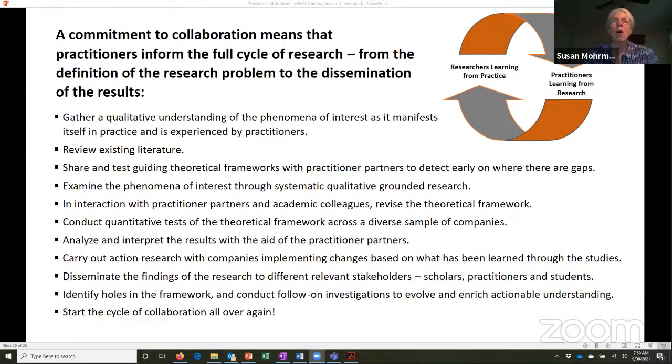And then all the time disseminating to different stakeholders, early findings at professional meetings, both practitioner-oriented as well as Academy of Management and EGOS and other academic conferences, where our colleagues in academia were very happy also to tell us the holes in our framework, and then conduct follow-on investigations. We evolved into new areas to study and to enrich actionable understanding.